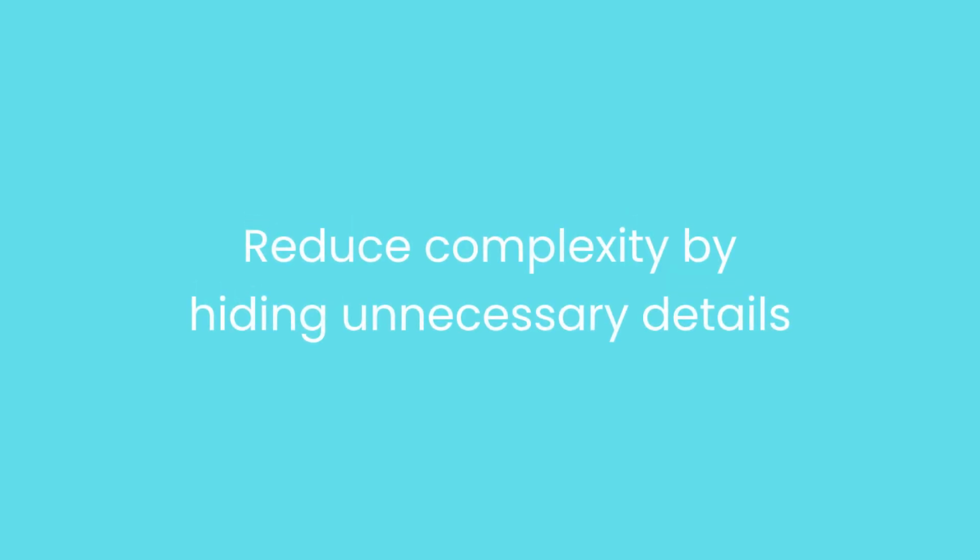Now let's talk about the second principle of object-oriented programming, abstraction. Abstraction means that we should reduce complexity by hiding unnecessary details in our classes. Let me give you a metaphor.